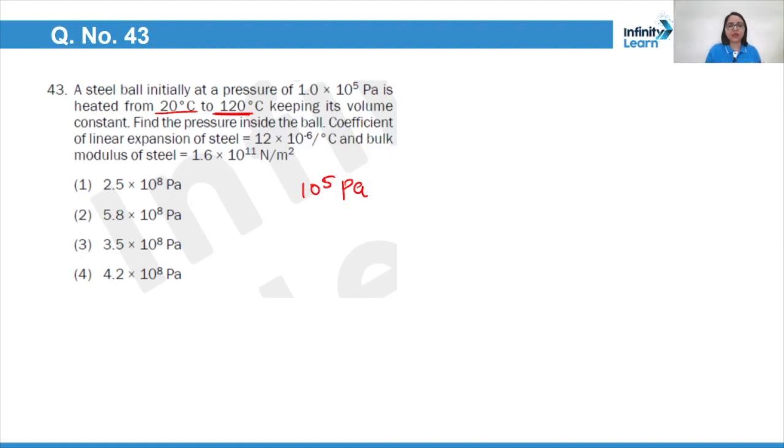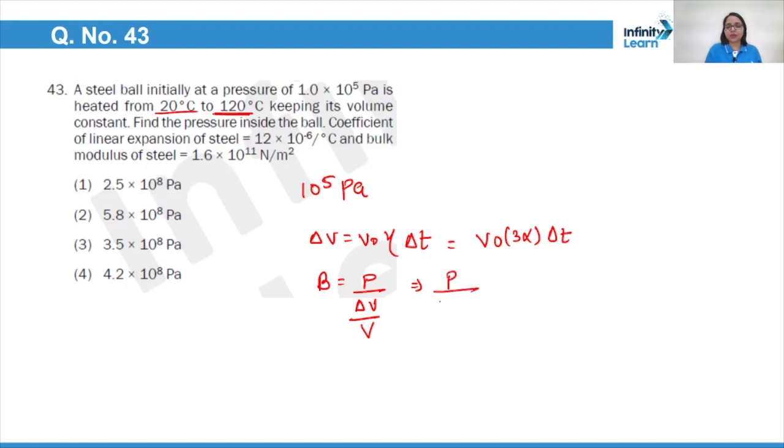Okay. So delta V is V naught gamma delta T, and you can write it as V naught into 3 alpha delta T. Bulk modulus is P upon delta V upon V. So you can write delta V upon V is equal to gamma delta T. So P upon gamma delta T is equal to bulk modulus. So pressure is bulk modulus times gamma delta T, right?